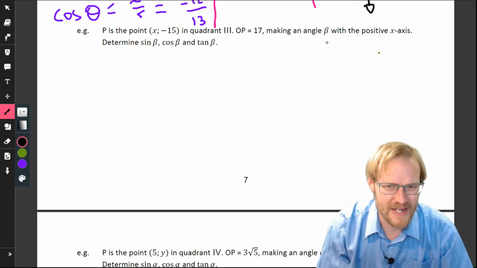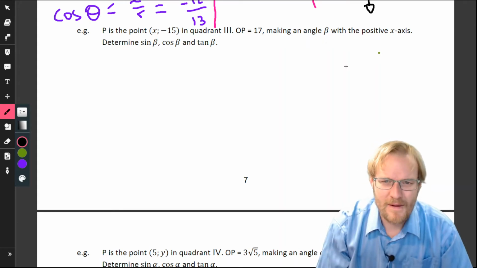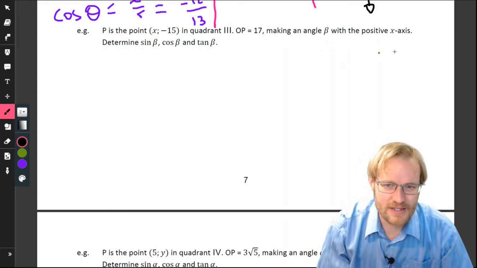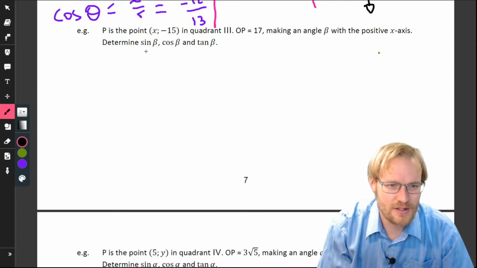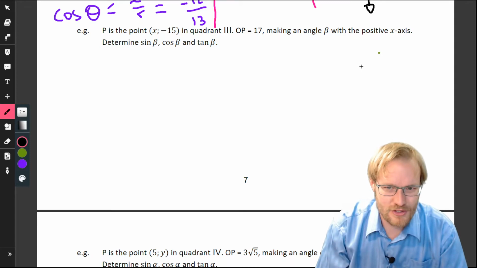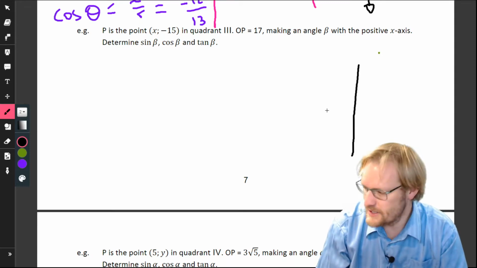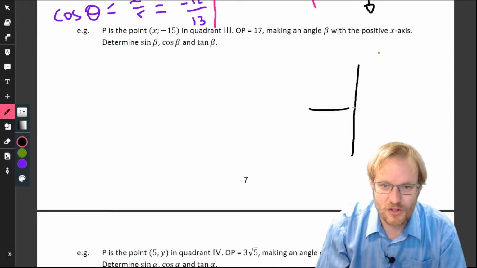It should be beta, but I'm so used to saying beta. Beta with the positive x-axis. Determine sine, cos, tan of this angle. Okay. Remember, our first starting point: let's have our diagram ready to go here.